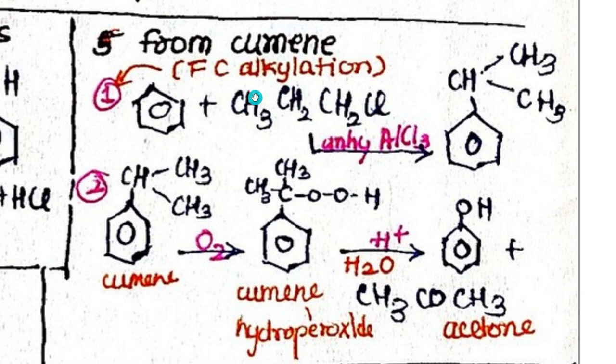So here we have three carbons, right? CH3, CH2, CH2. So these three will go and get joined here. So what I will have? I will have a benzene ring with CH group, and that CH group is attached to CH3, CH3. Okay, this is cumene, or it is known as isopropyl benzene, right? This is isopropyl benzene.